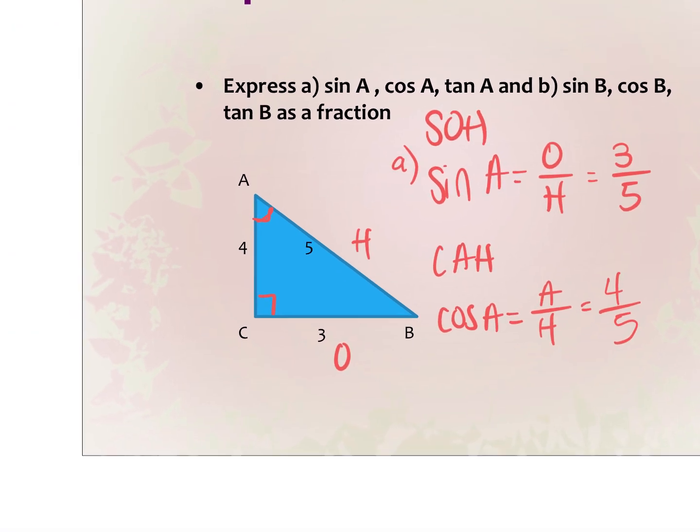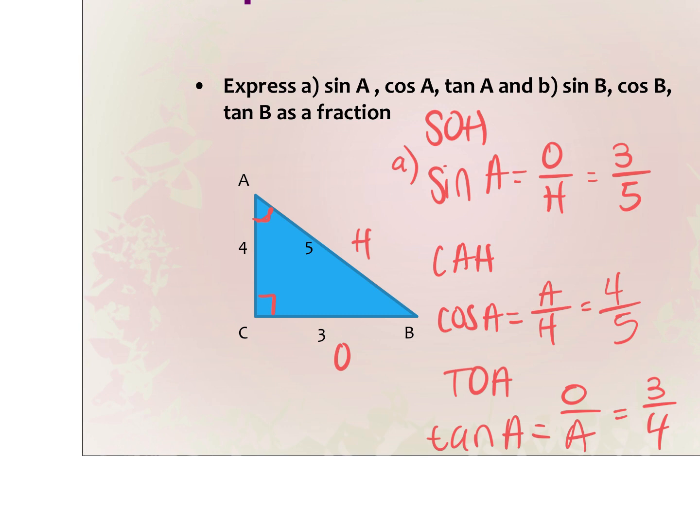And lastly, TOA for tangent. T-O-A. So the tangent of A is going to be what ratio? 3 over 4. Very good, Carson. I should write it down first. It's going to be opposite over adjacent. And you are correct. It's 3 over 4. Okay?